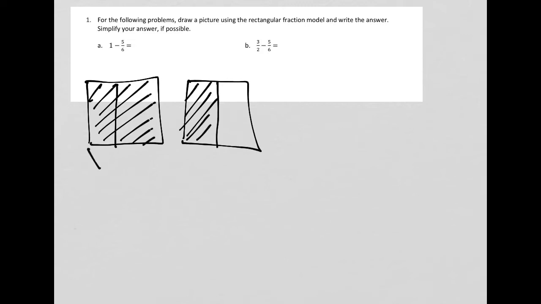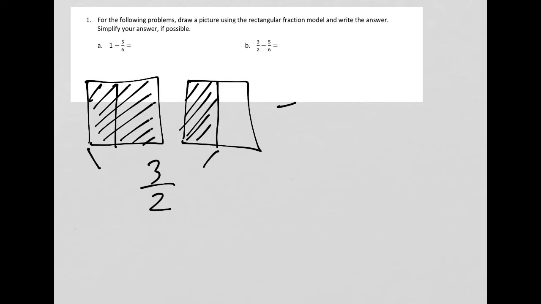So let's look at B now. So it's 3/2 minus 5/6. So 3/2 is a fraction greater than 1. 3 is bigger than 2. It means I have 3 half pieces. So that means if this represents 2 halves, like that's 2 out of 2, I still need to draw one more rectangle to give myself one more half. So this is equal to 3 halves. So it's 3 half pieces.